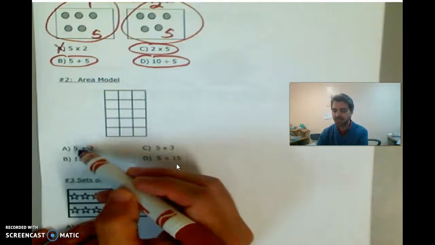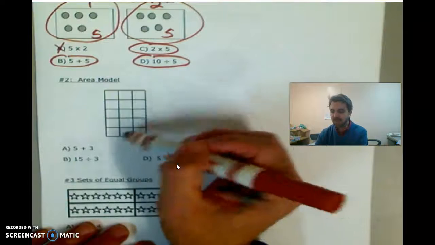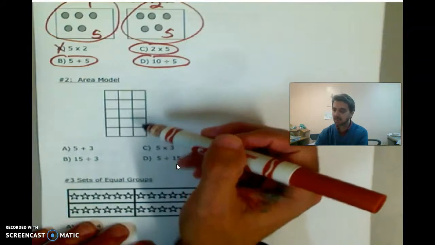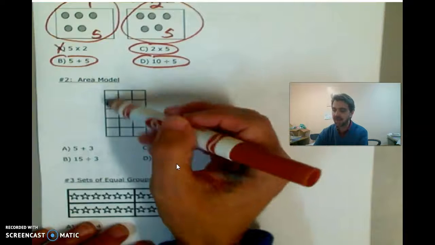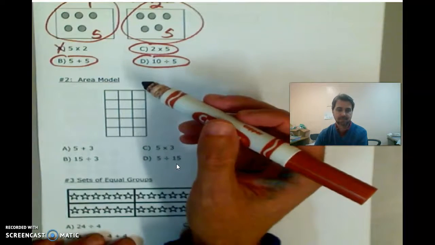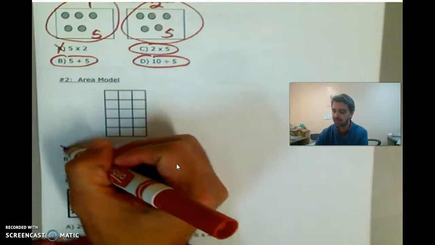So let's look, 5 plus 3. Does that represent what's going on here? Do you see 5 and 3 of something? Well, I see 3 going this way and 5 going this way. But that's not really telling us anything, is it? So I'm going to cross that one off.